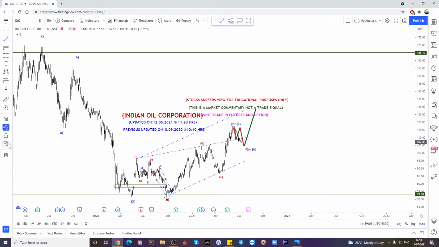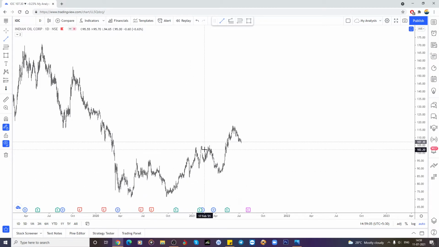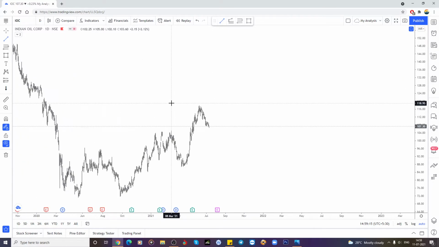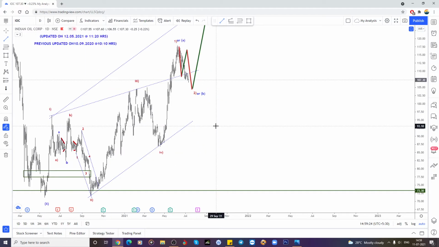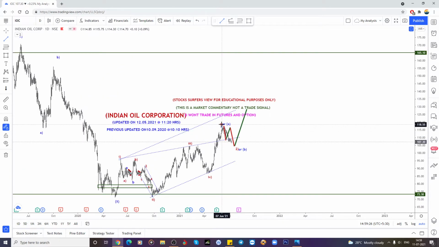See, IOC also 1, 2, 3, 4, and what I said, from here it can come to the downside because the five-wave structure has completed, and again I'm looking for the three-wave structure, but it again broke the trend line of a channel, the wedge formation here. So whether this is the end of the wave 1 or A, and looking for the three-wave structure, after that I'm looking for the bounce.